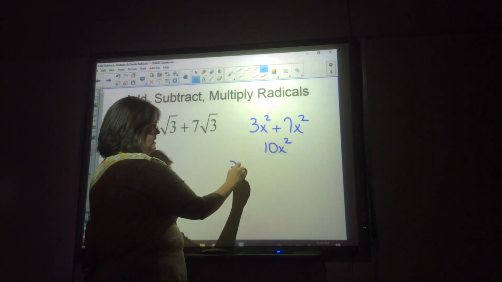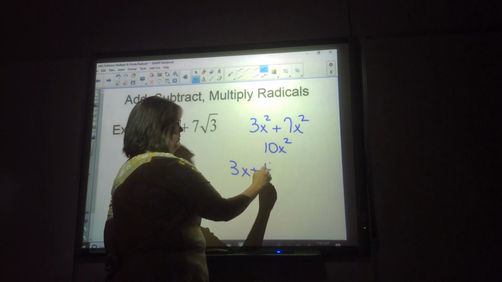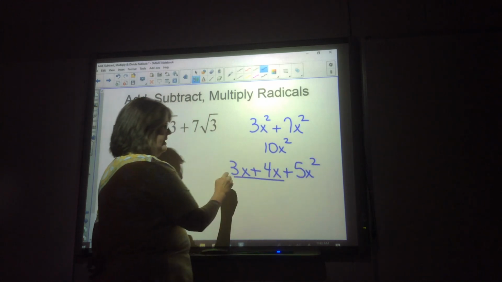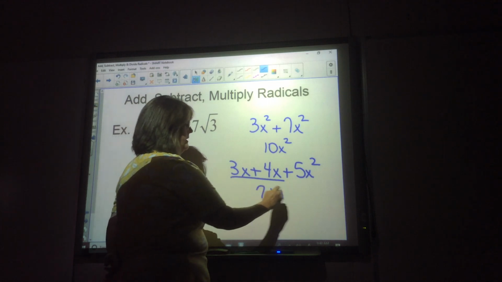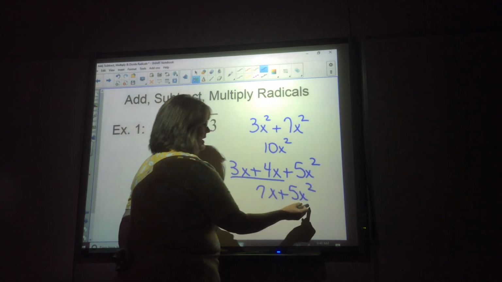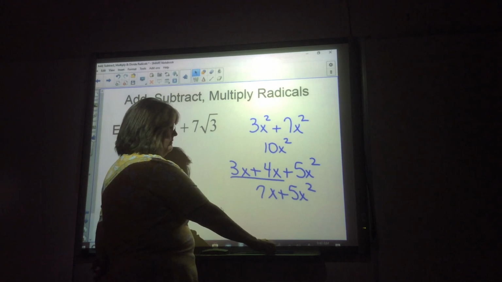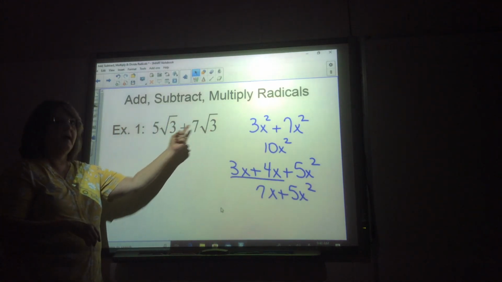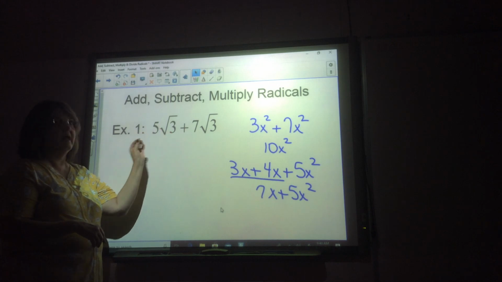If I have 3x plus 4x plus 5x squared, I can add these two and get 7x plus 5x squared. But I cannot add these two. It's the same thing with radicals. Radicals have to have the exact same number under the radical, and it has to be the same index number.